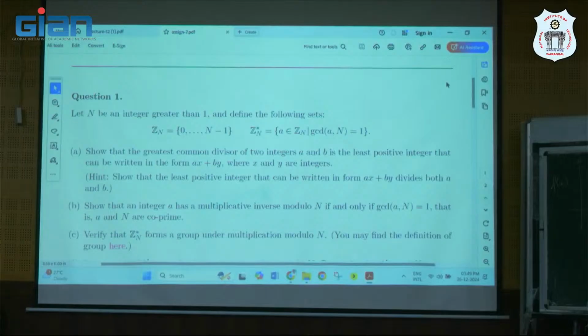In order to find the GCD, what we can do? If you have to find the GCD of a and b, correct? You try to find ax plus by where x and y are integers, remember, could be negative also. The least positive integer that can be written in this form, that is the GCD of a and b, okay. Why is it like that?